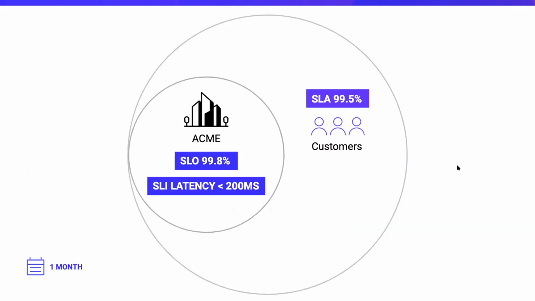So if we have an SLA of 99.5%, we might want to set our SLO slightly tighter. So our SLO, or service level objective, is 99.8. So now, even if we hit only our service level objective, we are still well within our service level agreement, and that keeps our customers happy, and it keeps us from having to give money back to our customers.